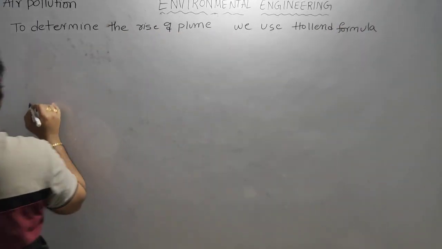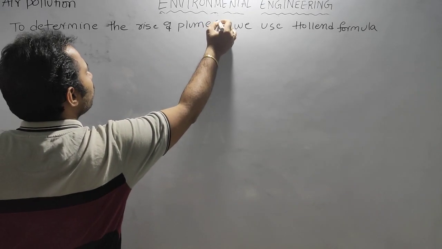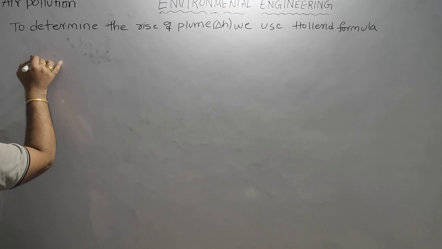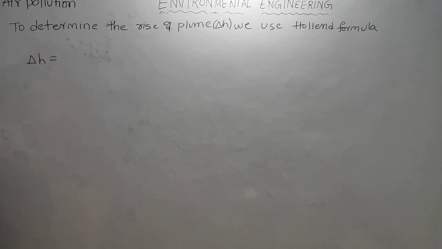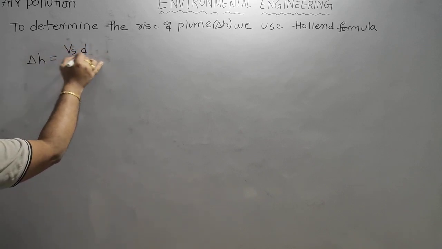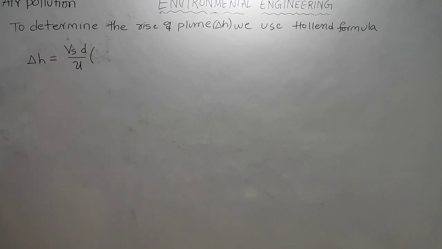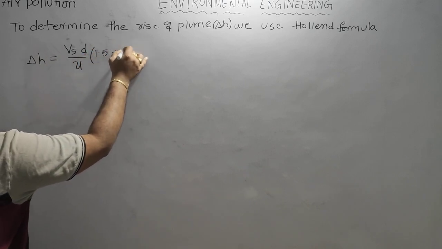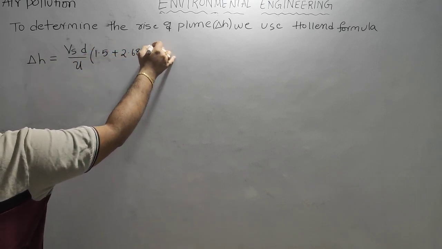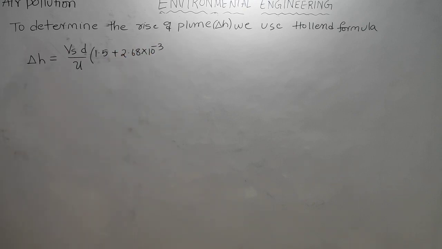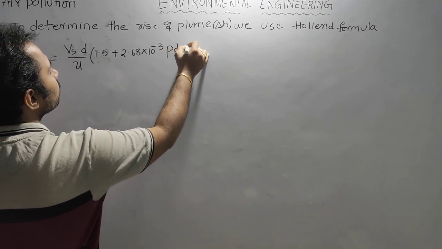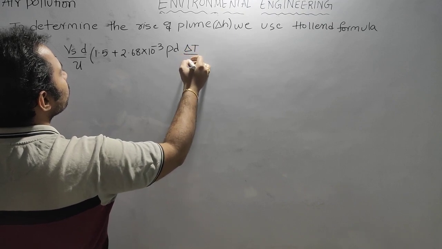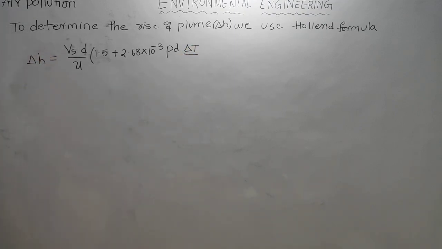Assume the rise of the plume is delta H. So delta H is equal to Vs d by u, into 1.5 plus 2.68 into 10 to the power of minus 3 into P d into delta T by Ts.